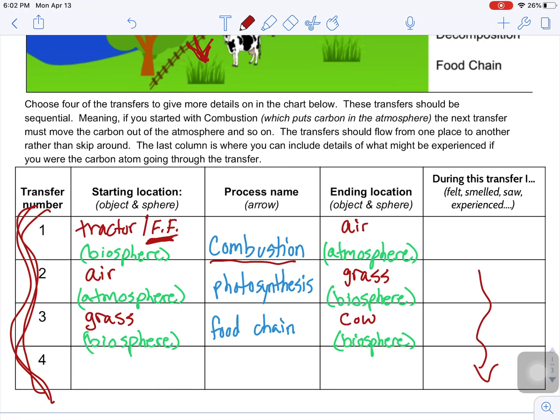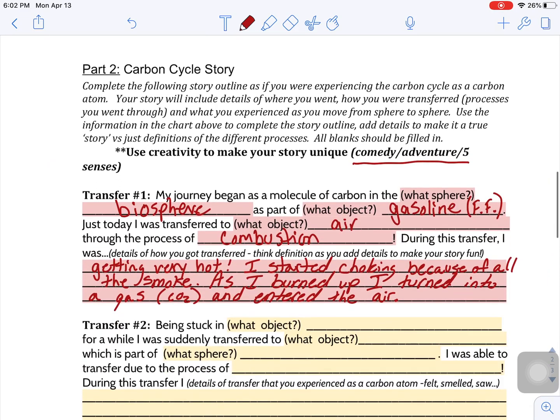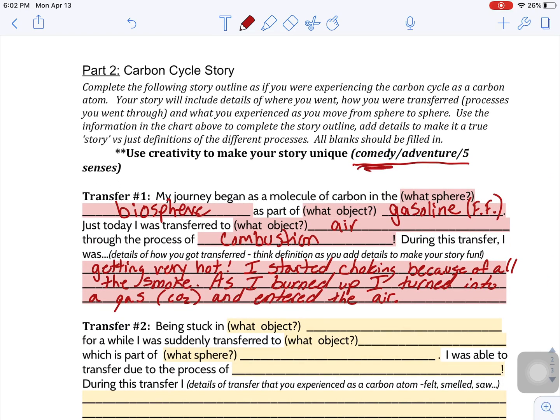If I were imagining myself as a carbon atom and I was in a gas tank and then all of a sudden I got burned up, I would probably experience some heat, probably gonna be hot. There might be some smoke. Might be kind of a terrifying experience if you were actually to get burned up. Okay, so in my story, I'm going to try and use some comedy, adventure, use my five senses, try and come up with something to make it a little bit more interesting. Okay, so I'll just share with you what I put for my first example.